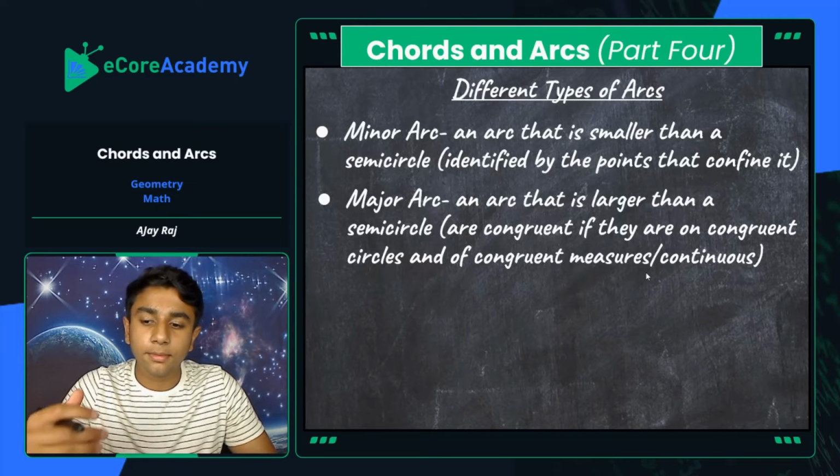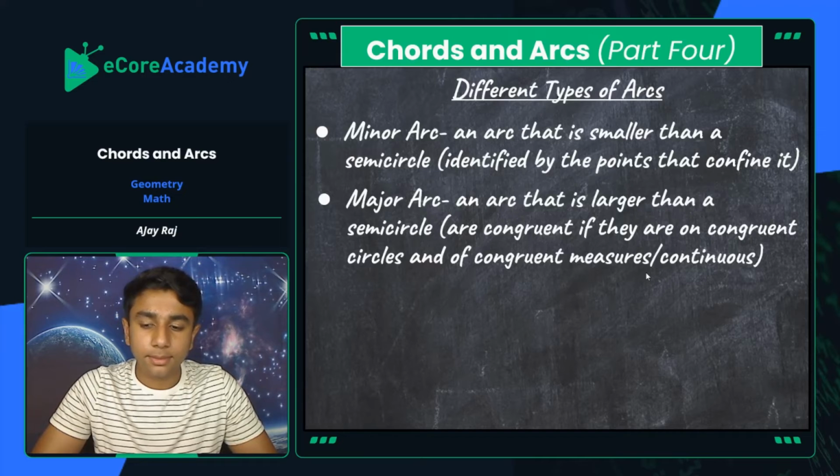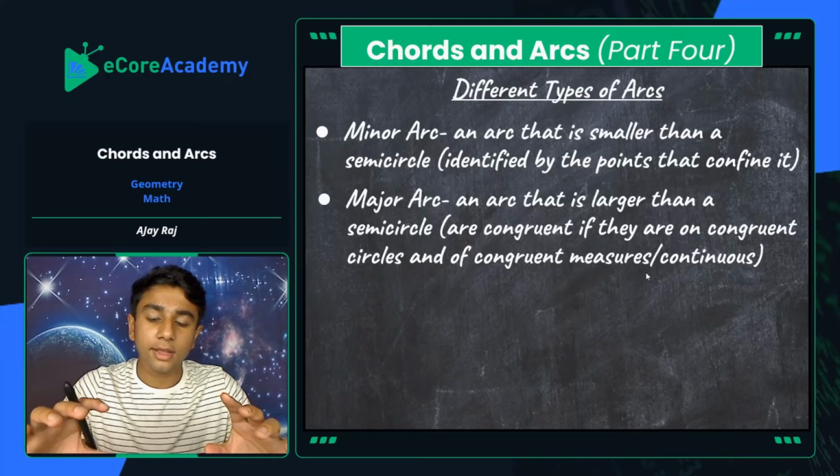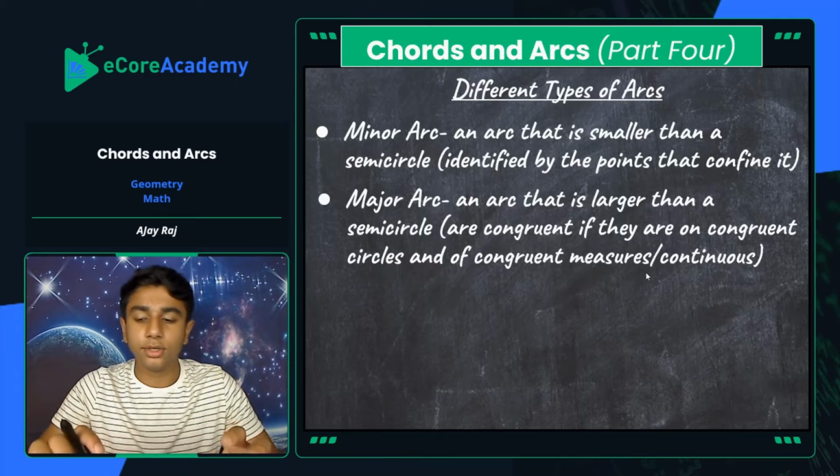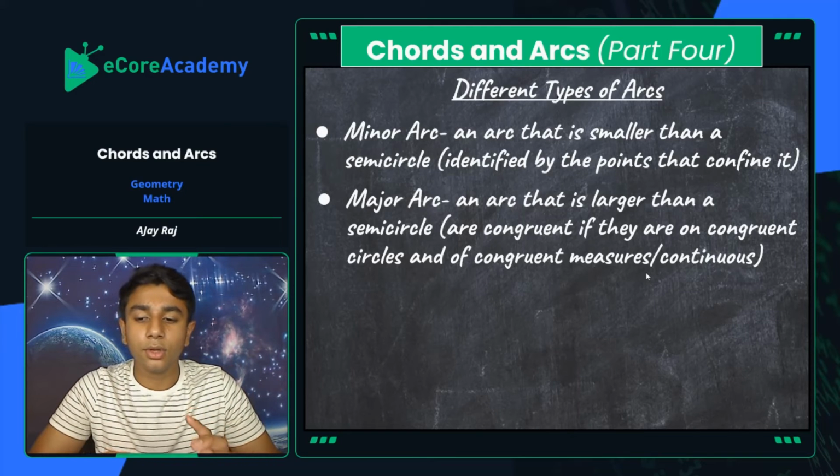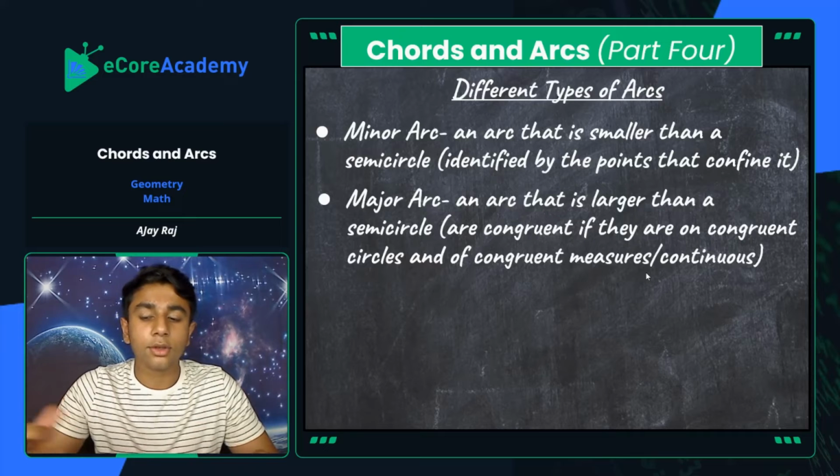It says that arcs in general are congruent if they are on congruent circles and are of congruent measures. So what that is saying is that if you have two arcs on two congruent circles, and both of those arcs have the same measure in degrees, that means both arcs are going to be congruent.